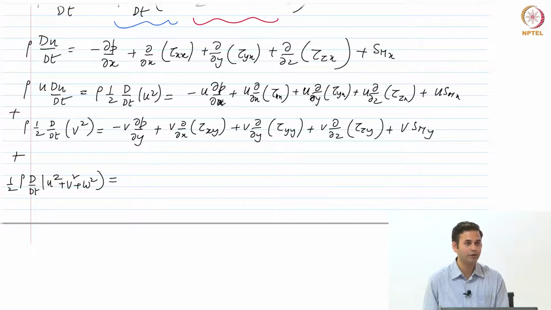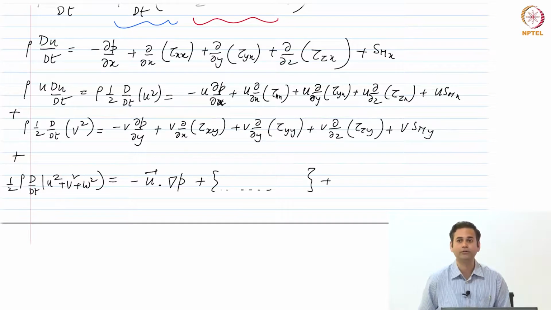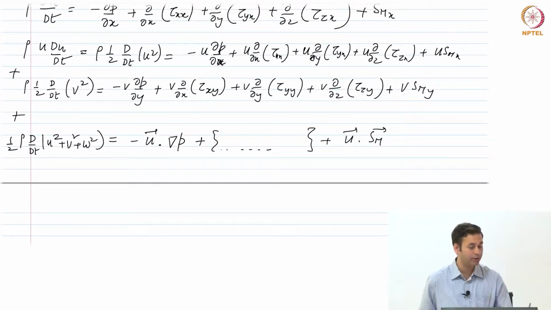Can we write that in vector form? Minus u bar dot grad p, plus again these terms, u partial x and all these things. We have these 9 terms, 3 from each of these equations, which I am not repeating here. So we have so many of these terms, plus what does the last term we have? u times Smx plus v times Smy, that is nothing but u bar dot Sm bar, if I represent my source as a vector. Now we will subtract it off in our mind and then try to write the total equation that we have here, for which I am going to take your help.